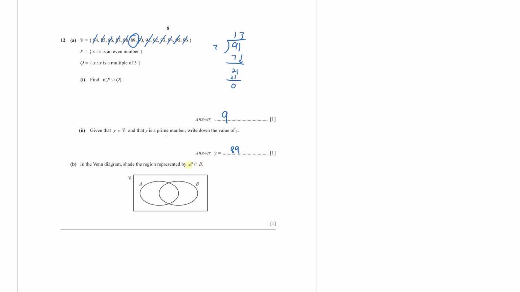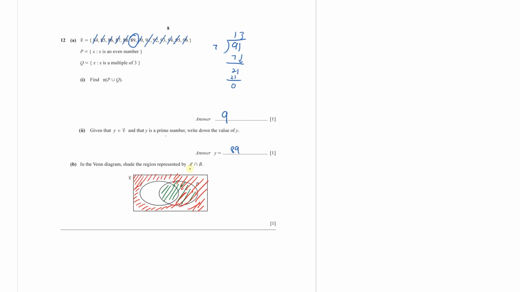In the Venn diagram, shade the region represented by A complement intersection B. So let's start on the left side here. So what is A complement? A complement is everything outside of A. So let me shade A complement in red here. So everything outside of A here is A complement. And what is B? B is this green one.